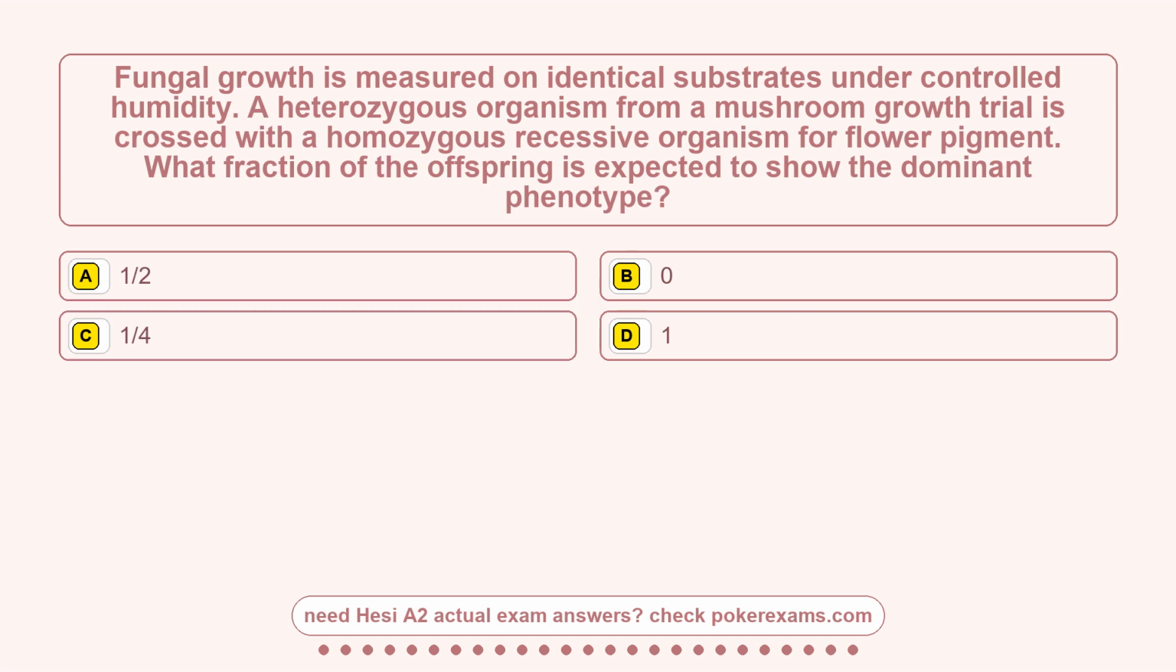Question 24. Fungal growth is measured on identical substrates under controlled humidity. A heterozygous organism from a mushroom growth trial is crossed with a homozygous recessive organism for flower pigment. What fraction of the offspring is expected to show the dominant phenotype?